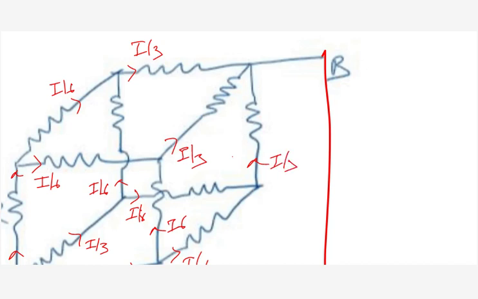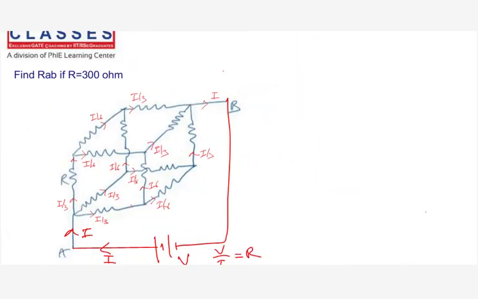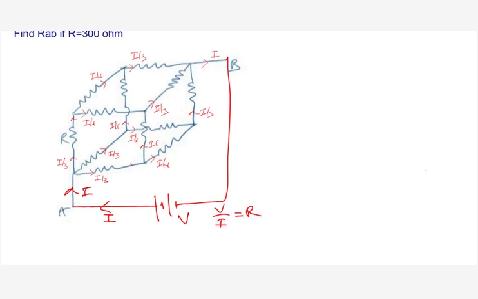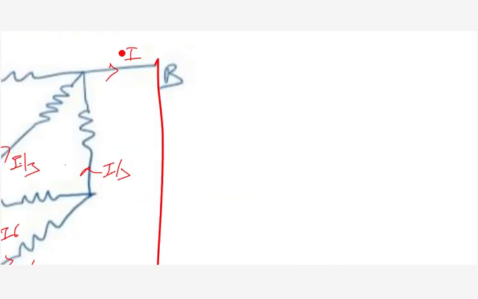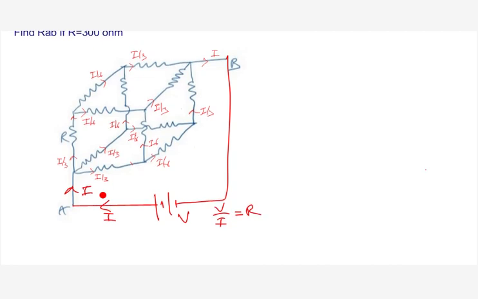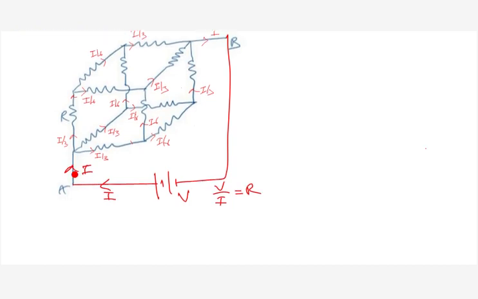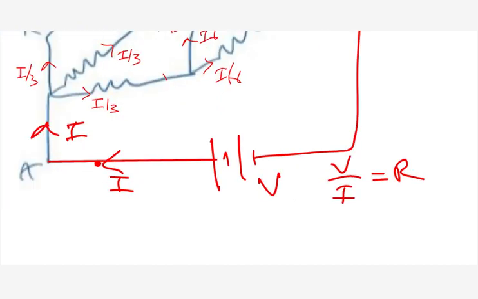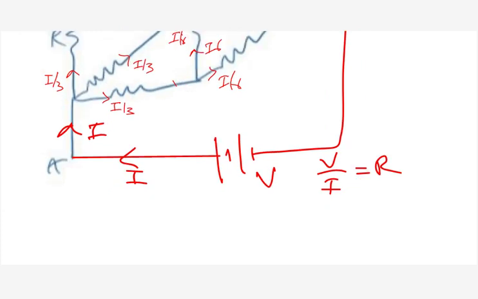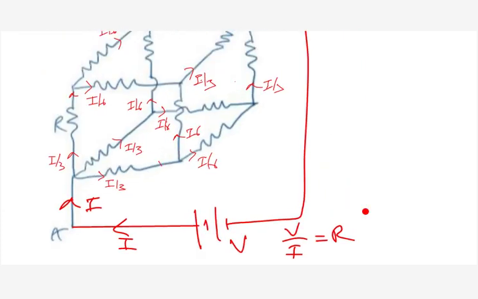So if I track one of these current paths, what will I get? It is nothing but a voltage equation. From that I should be able to find the V by I ratio. If you see, these are all the different current paths flowing. If I consider one of the current paths, I'll get the answer.